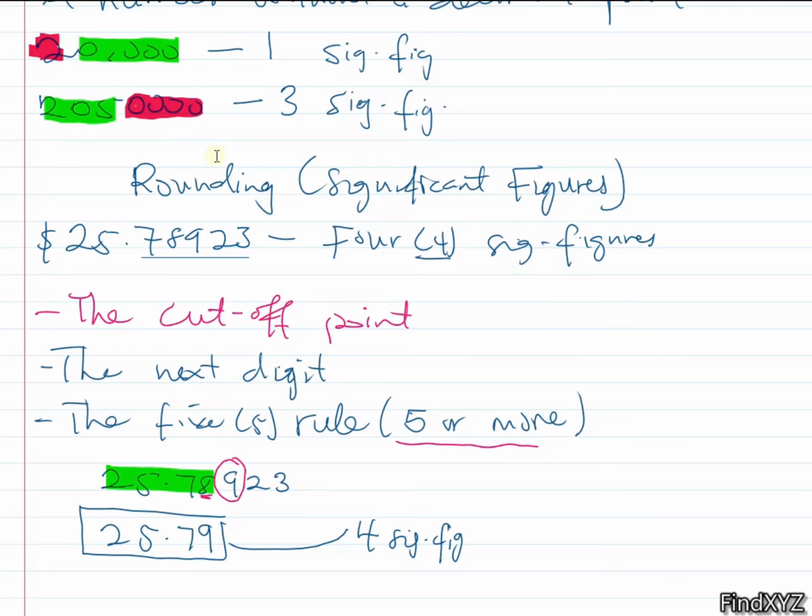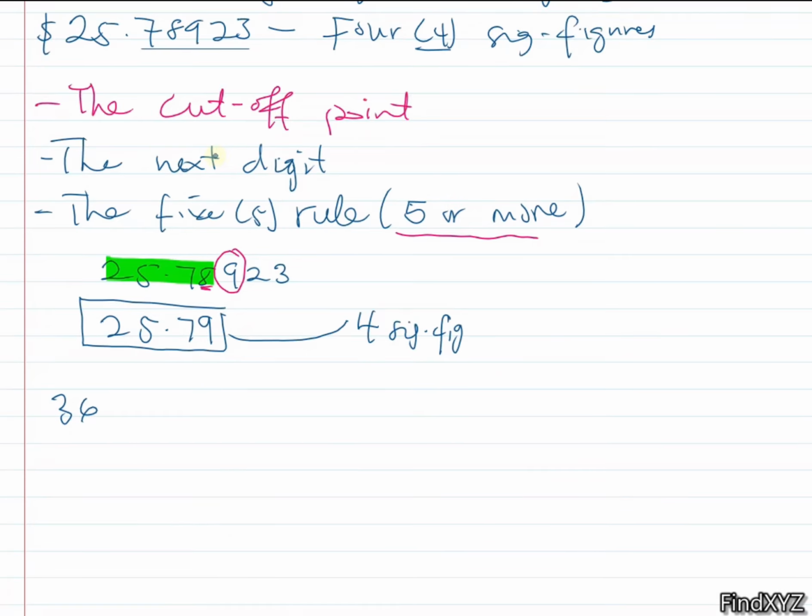So let's try one example. Imagine you have 36,728 and you are asked to round this to 2 significant figures. Do we have a decimal point? No, we don't have a decimal point. So the first thing, what is your cutoff point? The cutoff point is just 2. So let's consider the first 2 digits. Then we locate the next digit, which is 7. Then you apply the 5 rule. Is it 5 or more? Yes, it is 5 or more. Then you have to boost the last digit. And what is the last digit? 6. So we add 1 to the last digit, making 37.